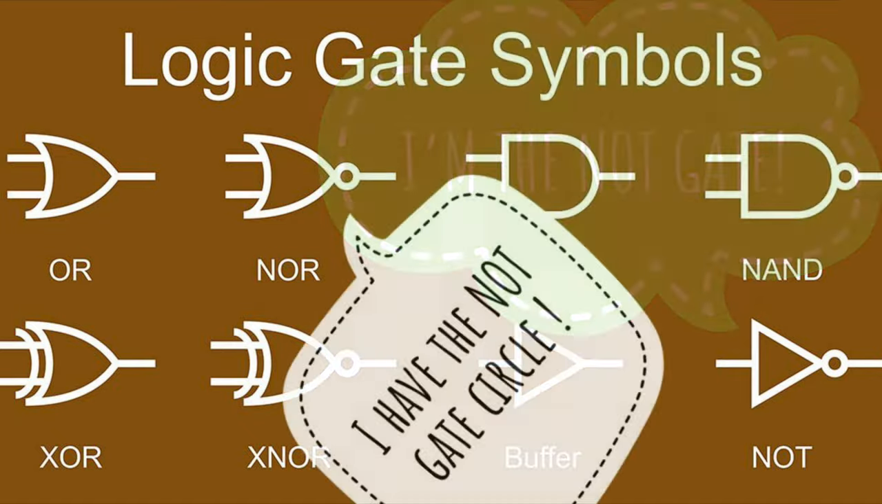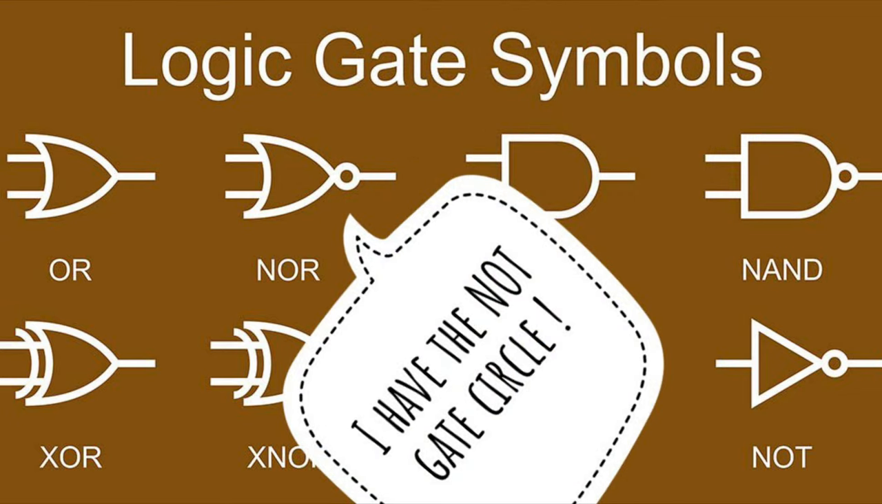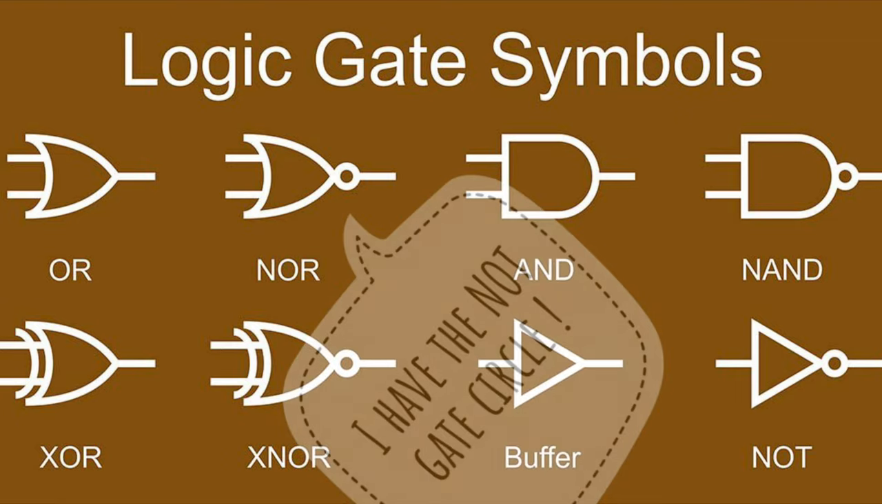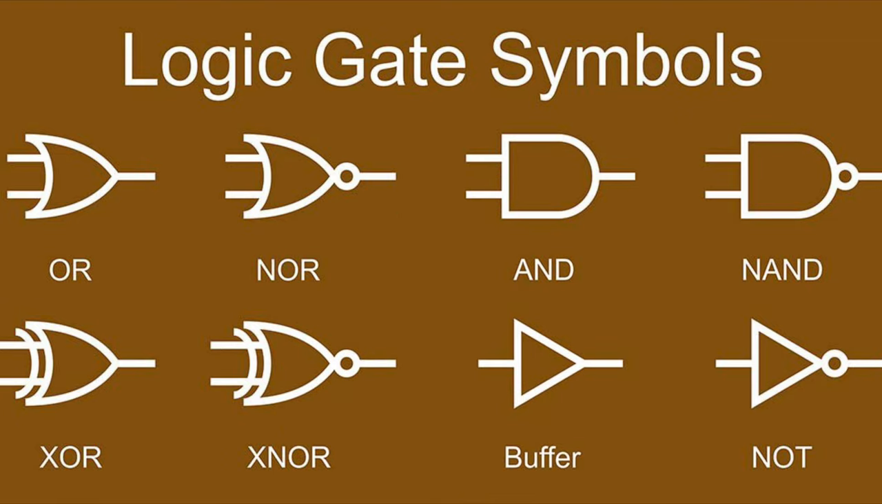So if you add that little circle to the right side of an OR gate symbol, then you get the symbol for the NOR gate. If you add the circle to an AND gate symbol, then you get the symbol for the NAND gate. And if you add it to an XOR gate symbol, that makes the symbol for the XNOR gate. So even in the symbol, you can see that the NOR gate is simply an OR gate with the NOT gate added to the output. And the NAND gate is an AND gate with the NOT gate added, and so on.